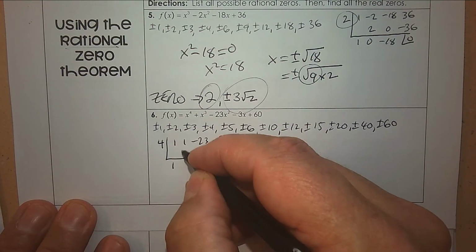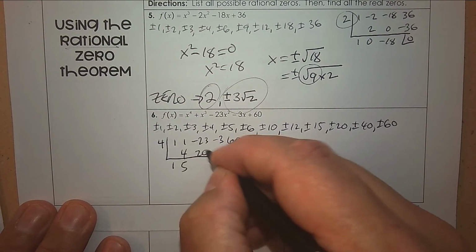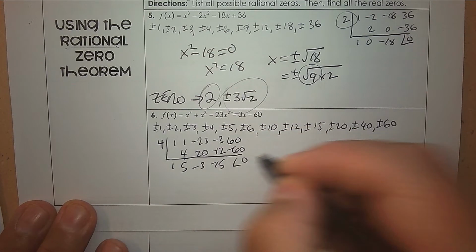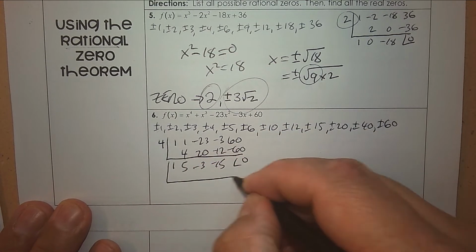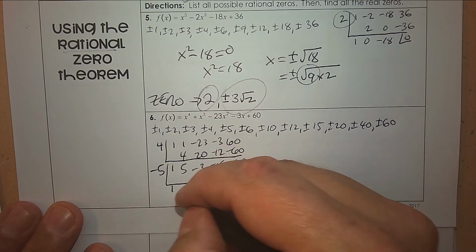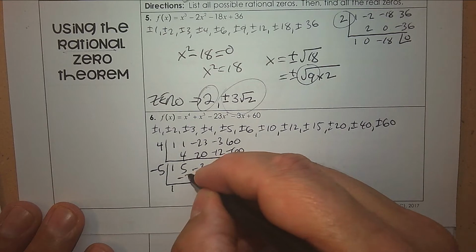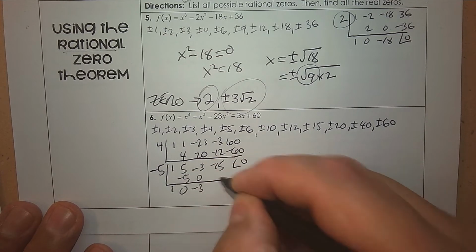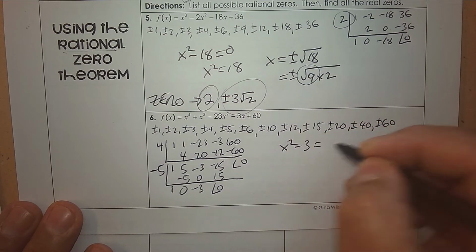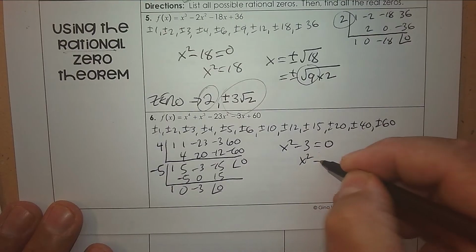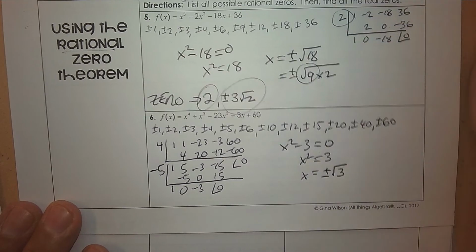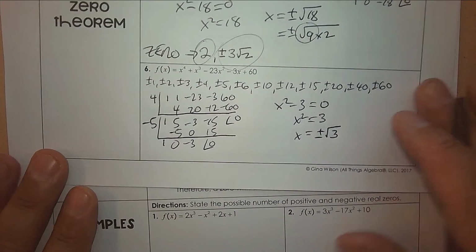I think 4 works. Then we need another number that works. So I think the next number that works is negative 5. But again, you just have to keep testing until the remainder is 0. And then what you're left with is x squared subtract 3. So if I solve that, I add 3, and that's plus or minus the square root of 3. That's irrational. It's real, but it's irrational.